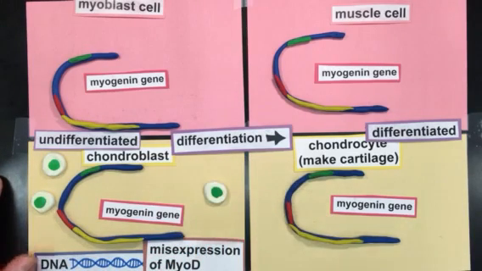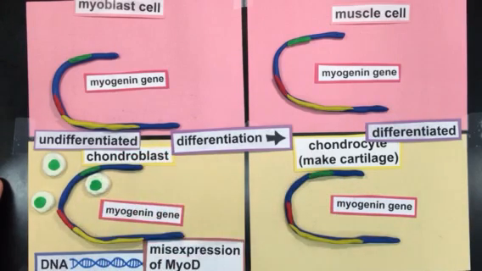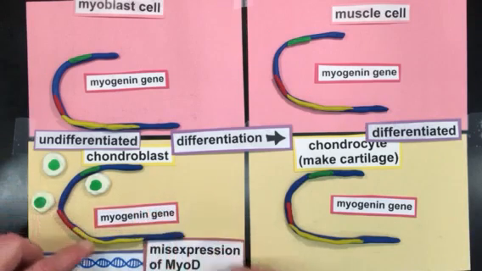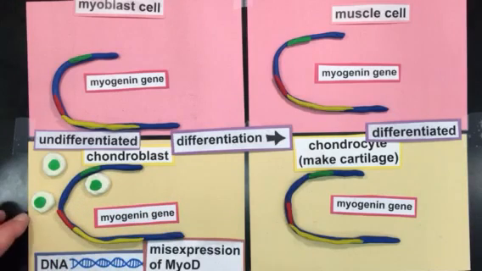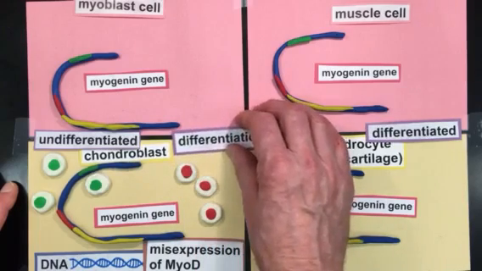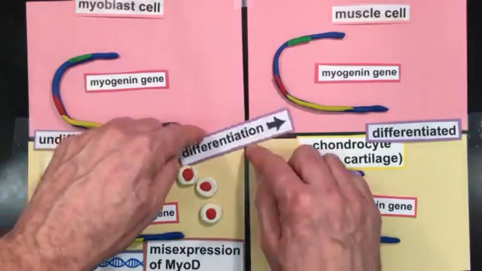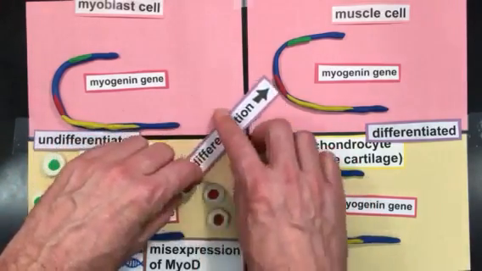When the myod protein was misexpressed in chondroblasts, the myod protein bound to the enhancer of the myogenin gene, as we learned in an earlier video, and caused the transcription of the myogenin gene, the expression of the myogenin gene, leading to synthesis of myogenin protein. As we learned, myogenin protein in turn binds the enhancer of other genes that are specific for muscle cell differentiation. And what happened in this modified mouse is that chondroblasts differentiated into muscle cells.